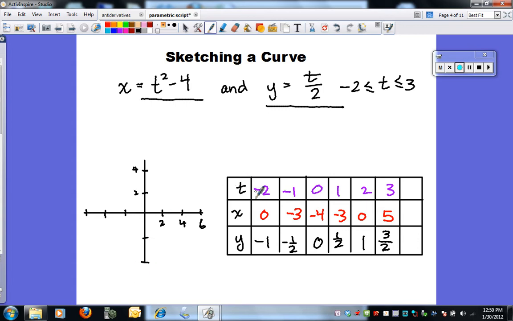So we plot this: negative 2, 0, negative 1. So right here, bright green. And then the next one, t is -1, we have -3, that's 2. So right here, -1/2. So it'll be like right here. And then when t is 0, we have -4, 0. So if you look, our pathway is like this. So we have kind of a direction to it. So it looks like it's going to be kind of going around. Now this is parabolic, so you would kind of think of it as being a parabola like that.